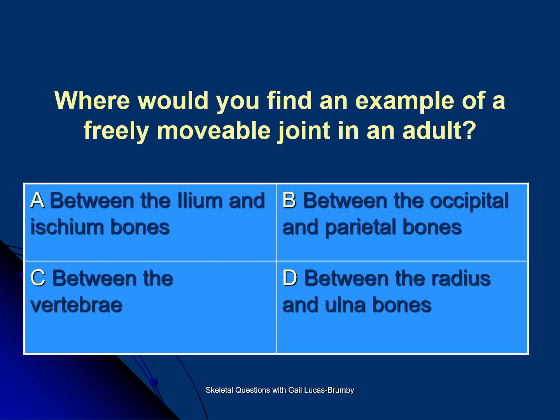Where would you find an example of a freely movable joint in an adult? Is it A, between the ilium and ischium bones? Is it B, between the occipital and the parietal bones? Is it C, between the vertebrae? Or is it D, between the radius and the ulnar bones? And the answer is D, between the radius and the ulnar bones.